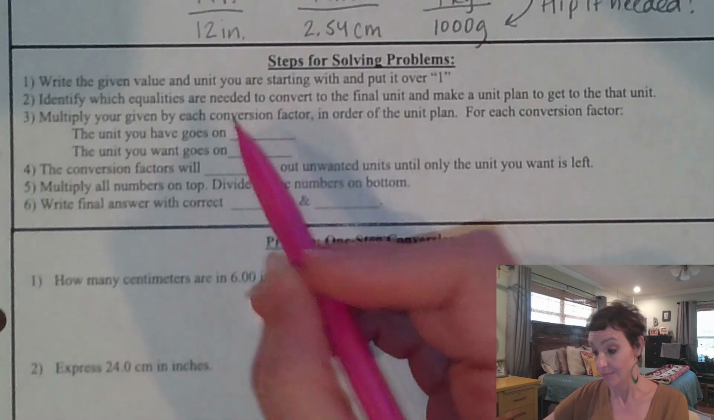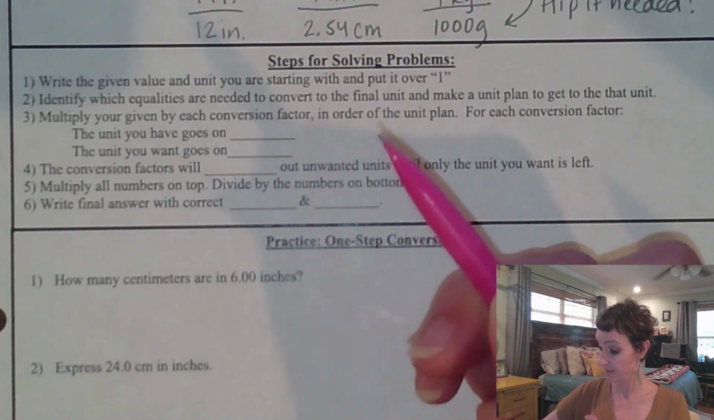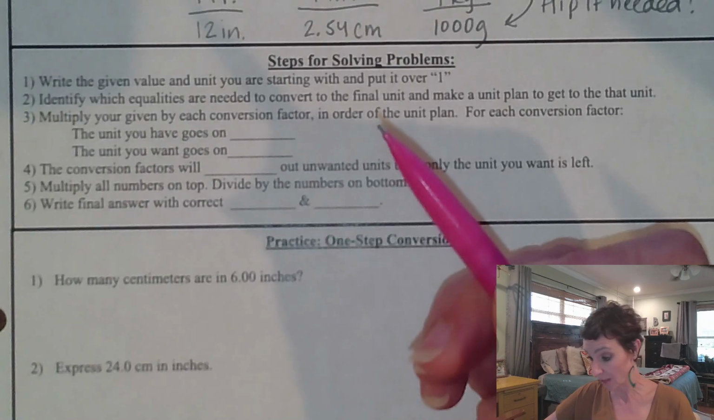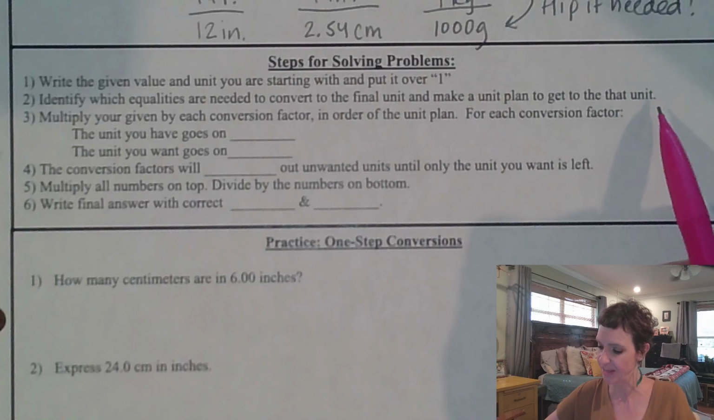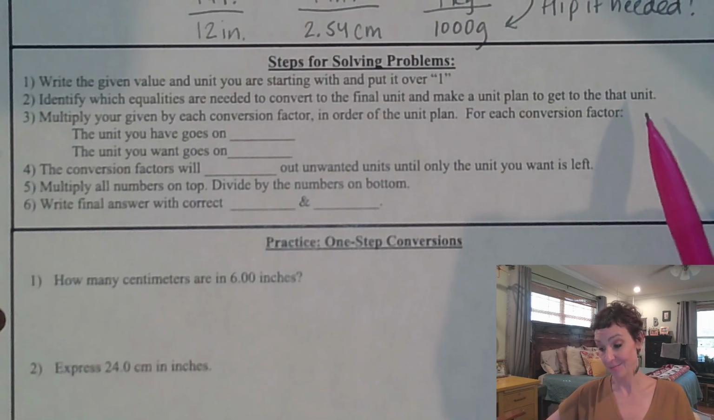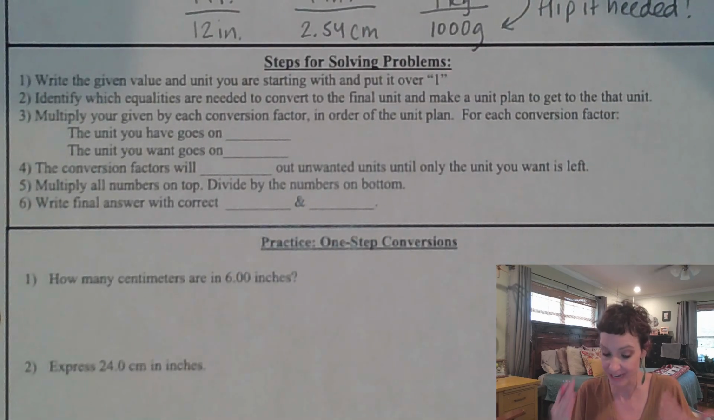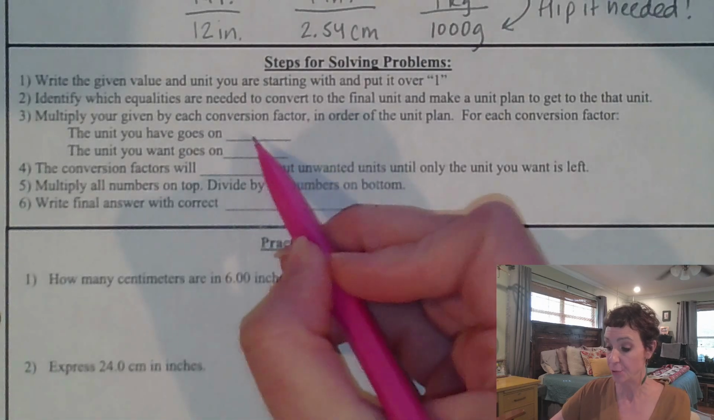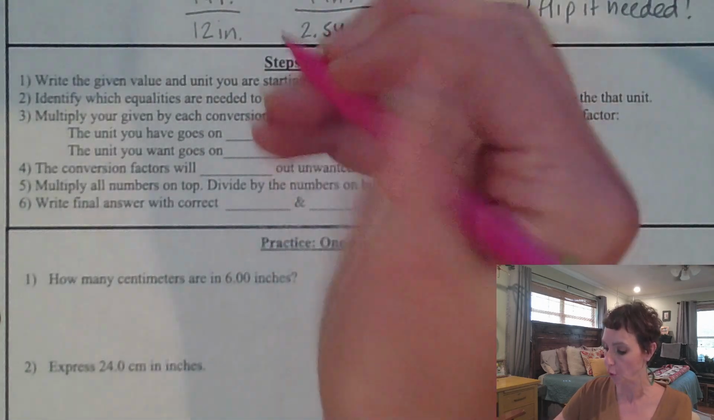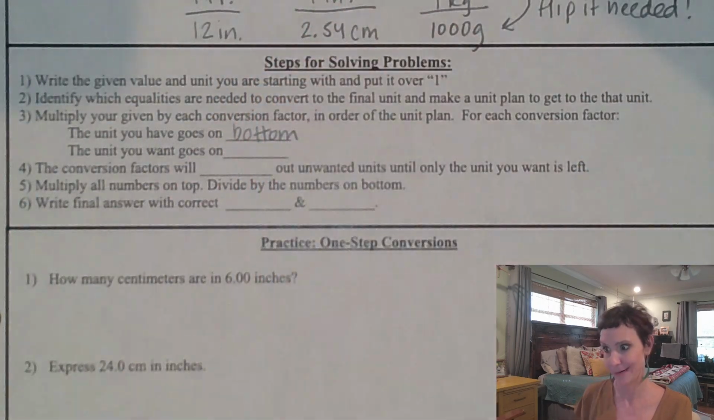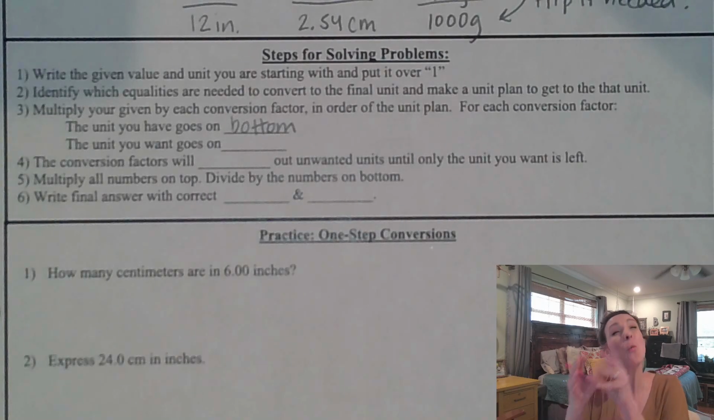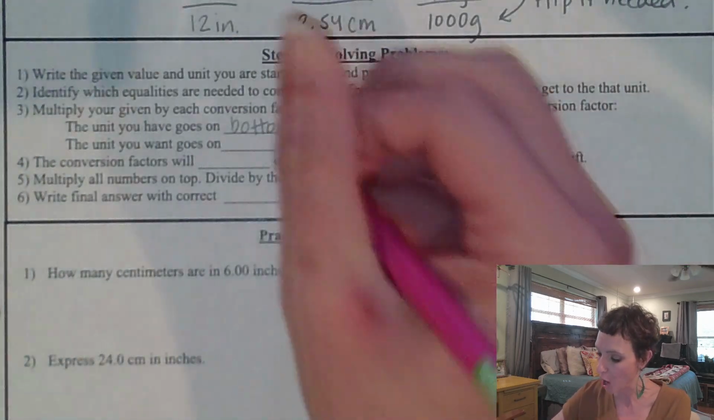So here are the steps. Write the given value and unit you're starting with and put it over 1. Identify which equalities are needed to convert to the final unit and make a unit plan to get to that unit. Multiply your given by each conversion factor in order of your unit plan. For each conversion factor, the unit that you currently have will go on the bottom, and the unit that you want to get to will go on top.